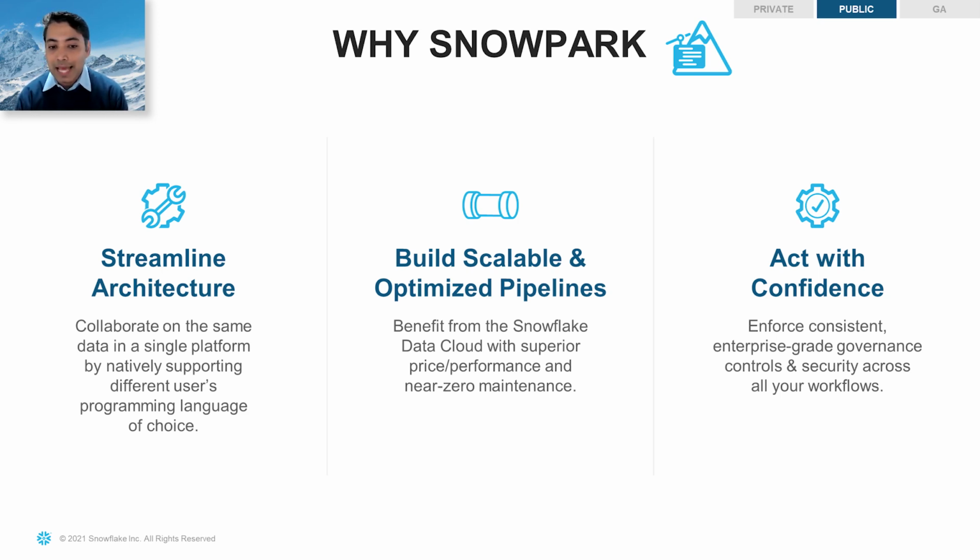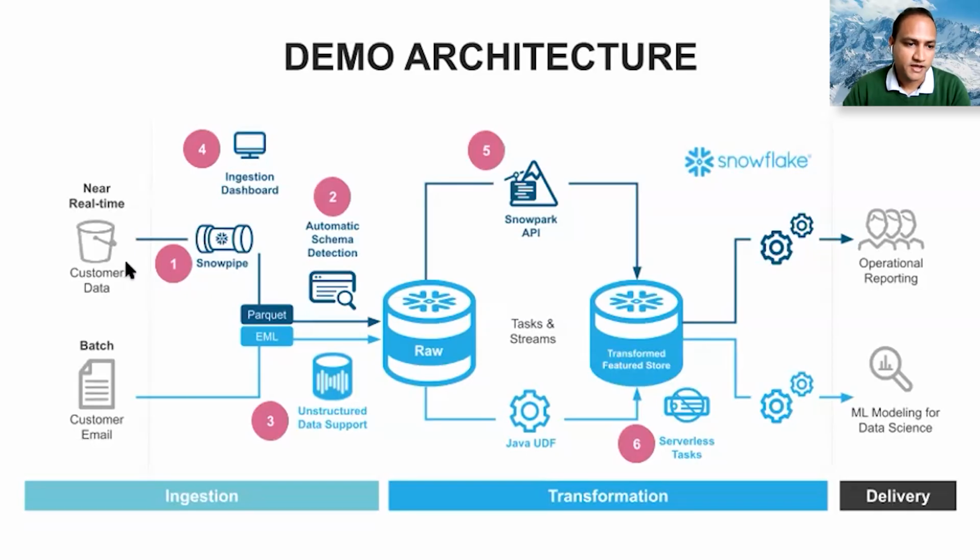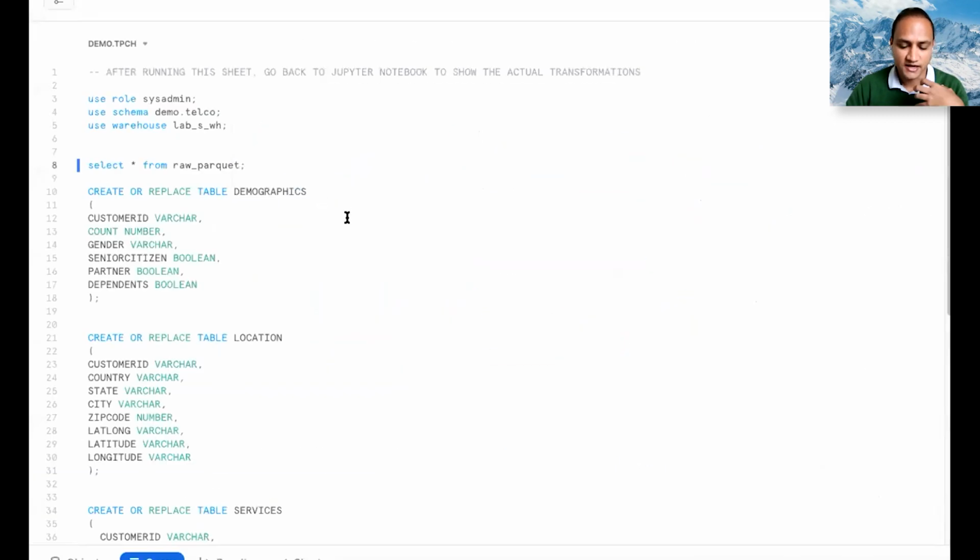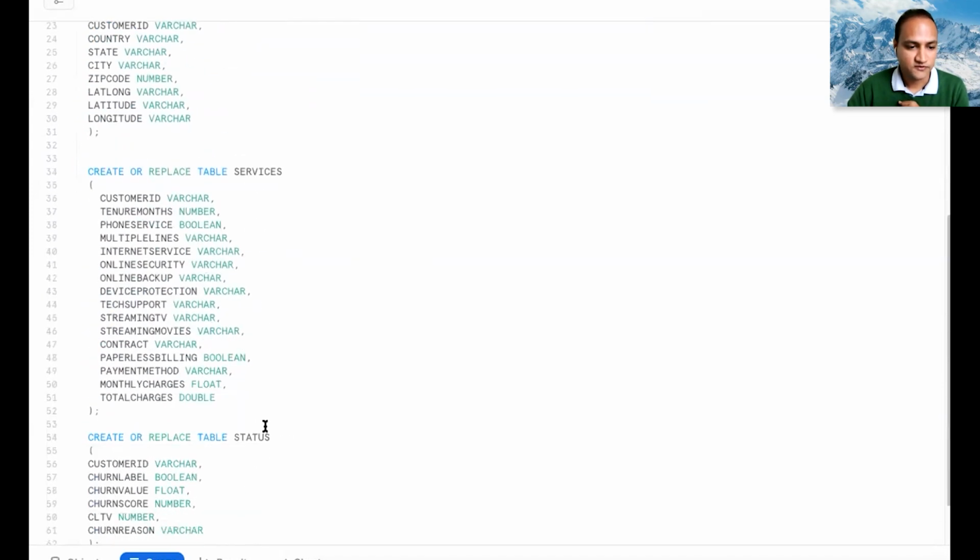Now let's see Snowpark in action, Parag. So far in our pipeline, we have ingested the data using Snowpipe. We have created a data schema without actually writing any schema code. We just detected it and built a raw table. So now we have raw data sitting in our database, and we want to make sense of that data. We want to create some kind of model out of it. So I'm going to create a star schema using Snowpark for that. And for that, I'm going to divide the raw Parquet table data into demographics, location, services, and status.